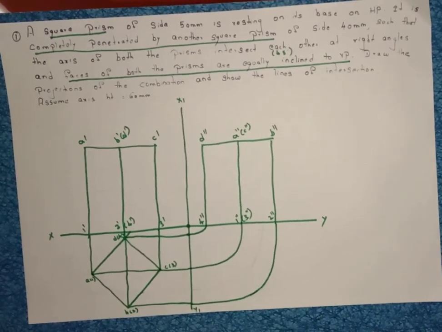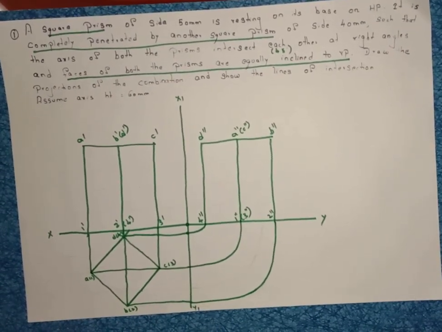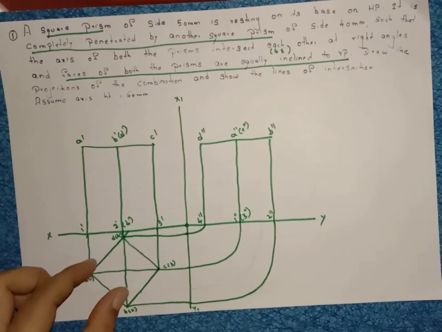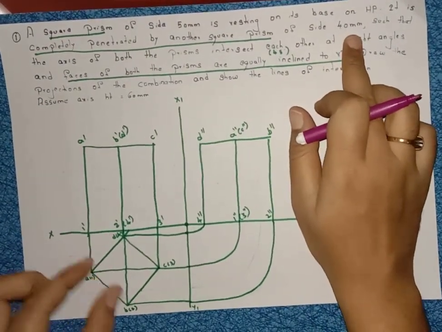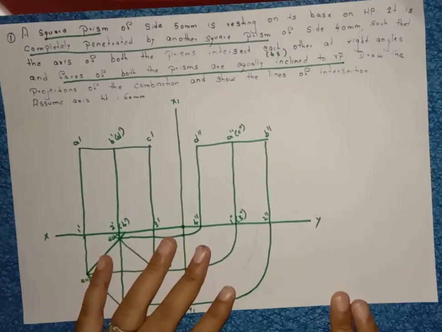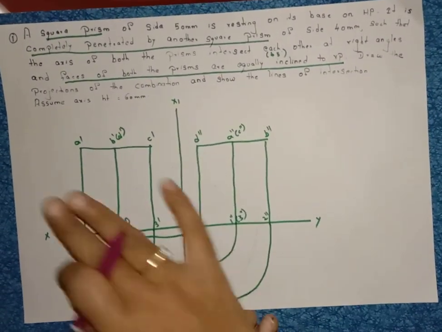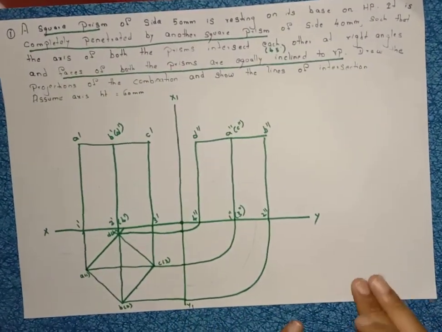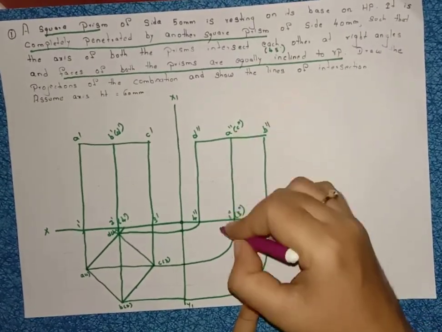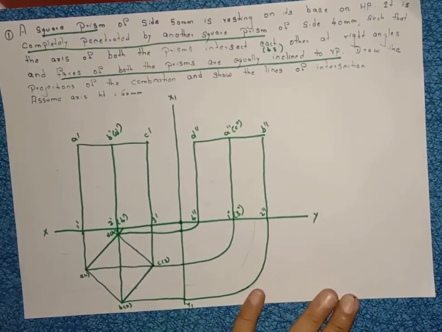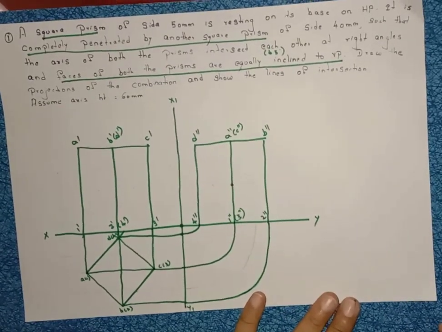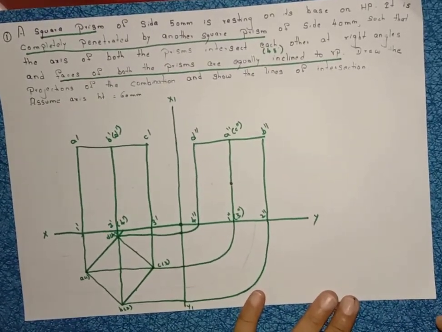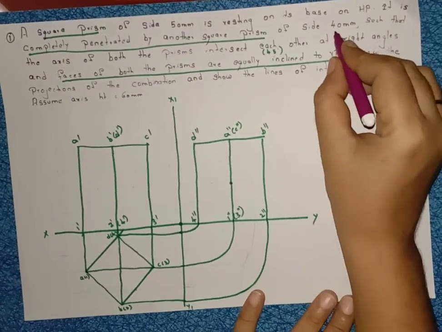Right, now what they asked is to draw another square prism. Length is how much? 40 mm. Right, see where you have to draw first. This is the complete diagram. Right, so this is the prism. Okay, mark the midpoint of this prism.